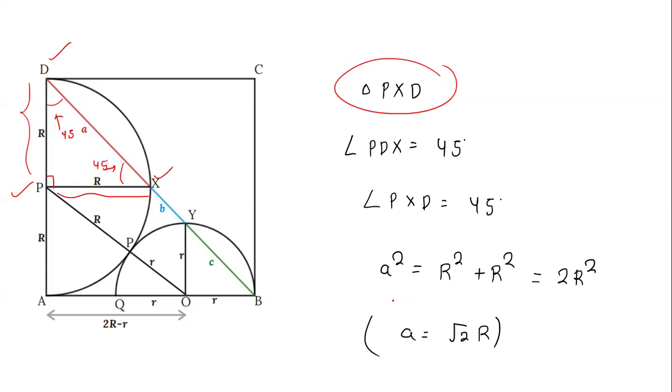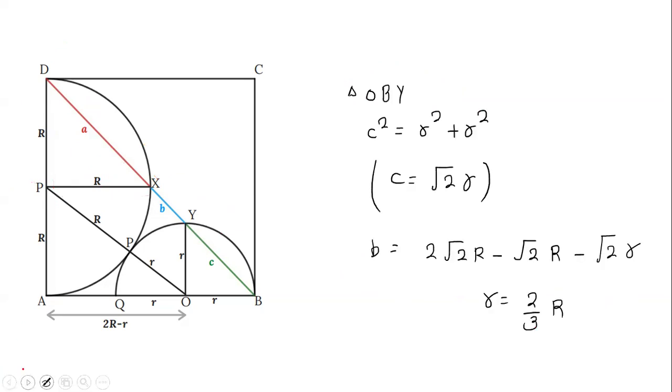And we can write this red line length is a. So we can write this a square is equal to capital R square plus capital R square, which is 2 times capital R square. And after taking a square root, it will become small a is equal to root 2 times capital R. So this is the thing.